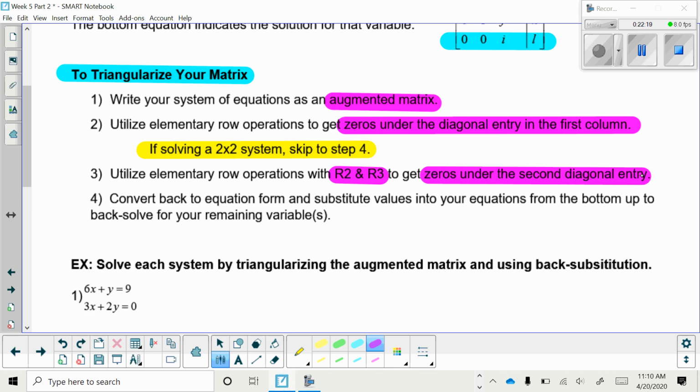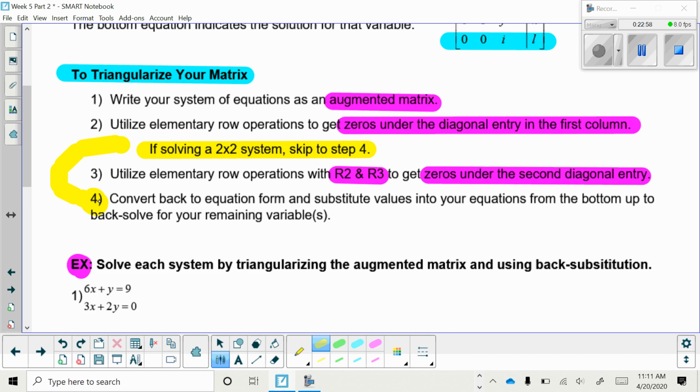So moving straight to the examples. Solve each system by triangularizing the augmented matrix and using back substitution. In this example 1, is this a 2x2 or a 3x3 system? Yeah, a 2x2. So what did this yellow highlighted stuff say if you have a 2x2? It's a skip to step 4. So convert back to equation form and substitute values into them to go back. So we're only doing steps 1, 2, and 4.